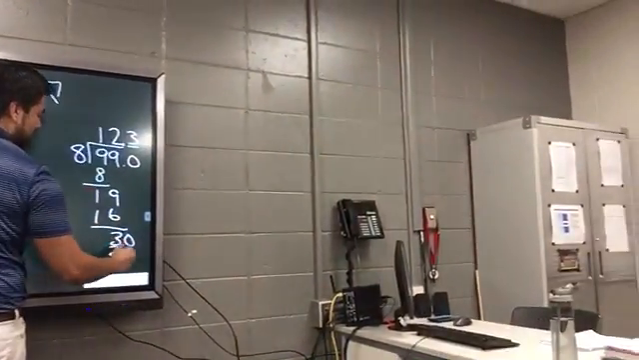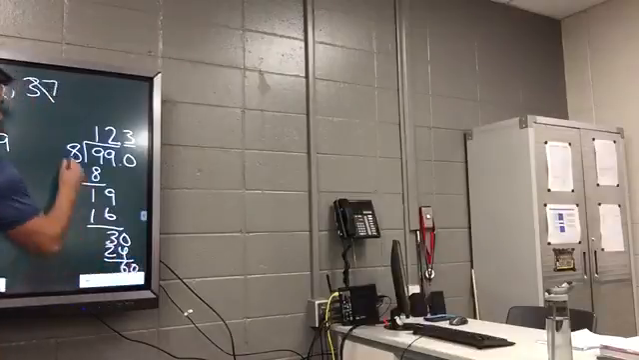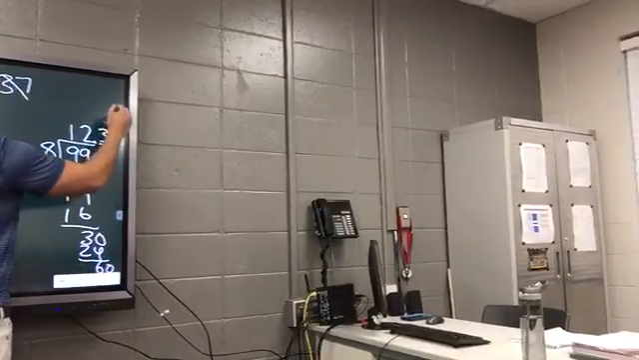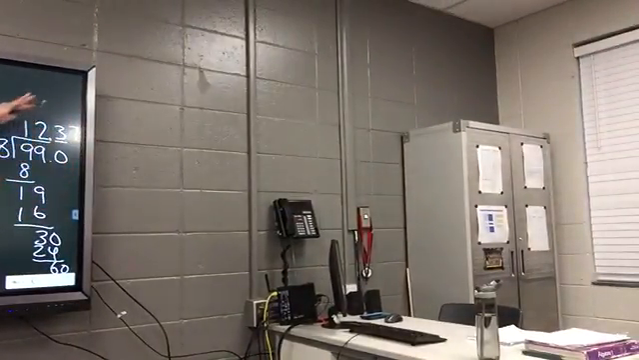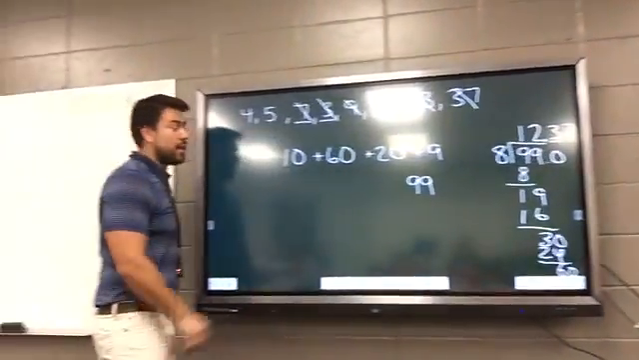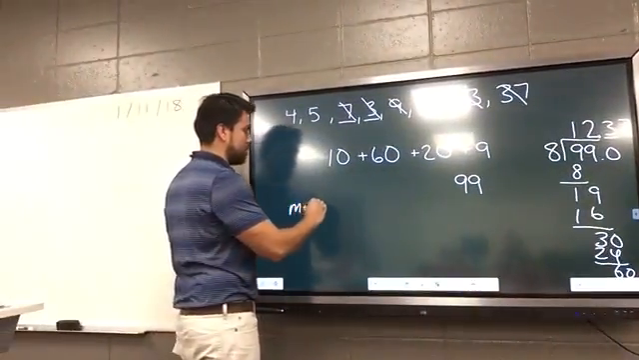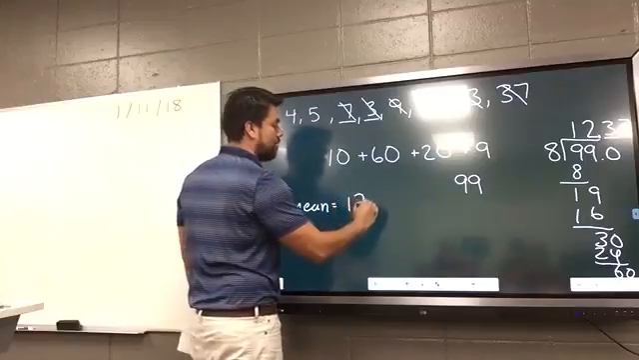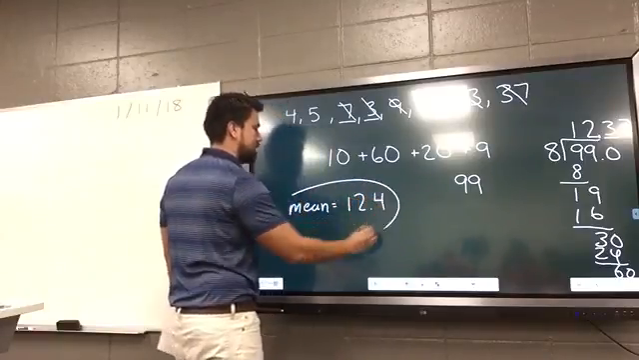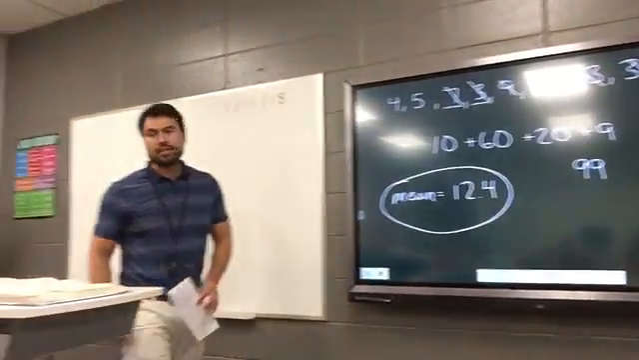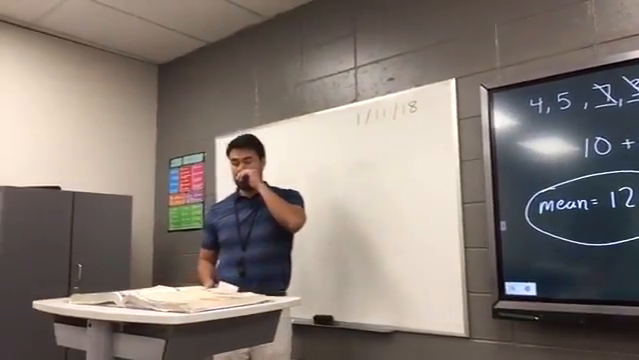3 times. That's 24. 6. 0. 8 goes into 60 7 times. And actually only goes one more out. So what would be my answer for the mean of this set of numbers? 12.4. That's my mean. So that's how I figure out the mean. And you guys pretty much know how to do it.